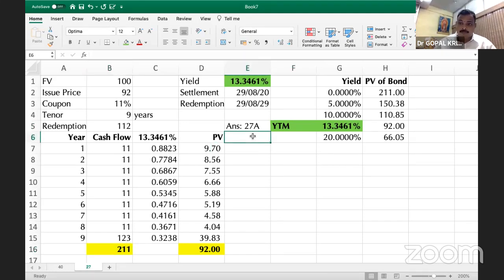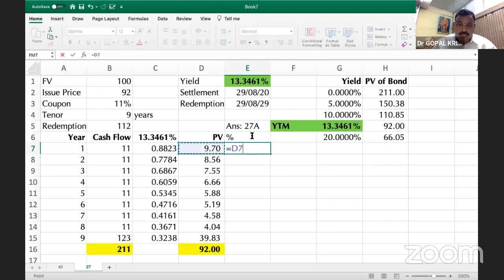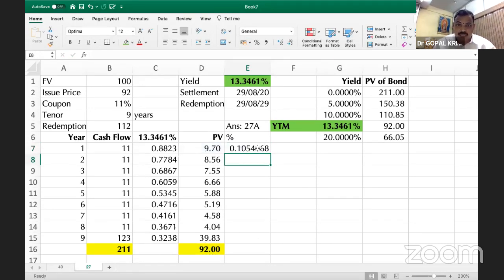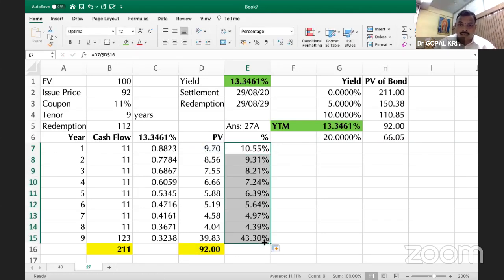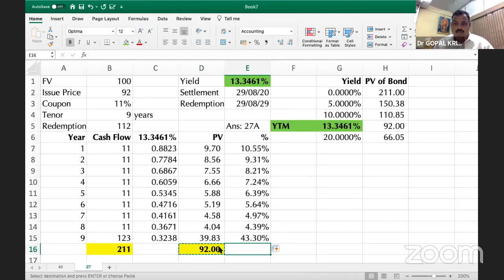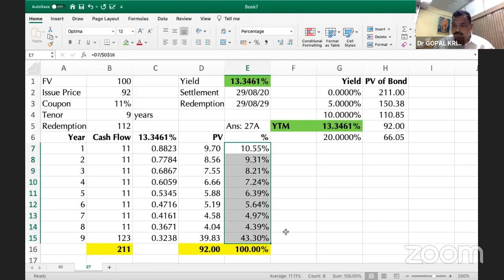You take the percentage of present value. You get 9.7 out of 92 invested in the first year itself. So that means you get 10.55% of your investment in the first year itself. Similarly, you try for the other years. So this is what you get. So you get your 100% money invested back over a period of 9 years like this.